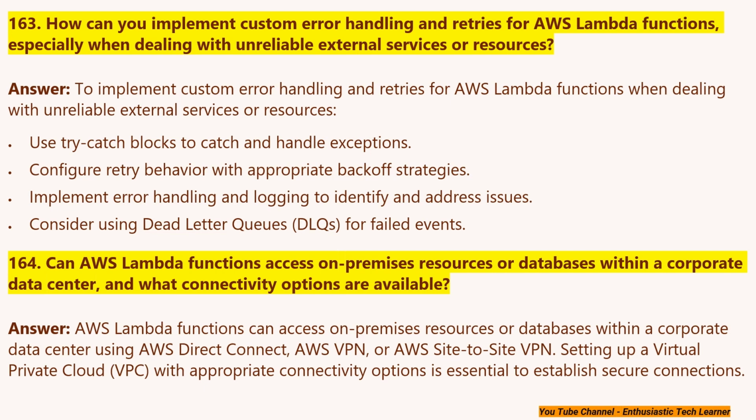Can AWS Lambda functions access on-premises resources or databases within a corporate data center, and what connectivity options are available? AWS Lambda functions can access on-premises resources or databases within a corporate data center using AWS Direct Connect, AWS VPN, or AWS Site-to-Site VPN. Setting up a virtual private cloud, VPC, with appropriate connectivity options is essential to establish secure connections.